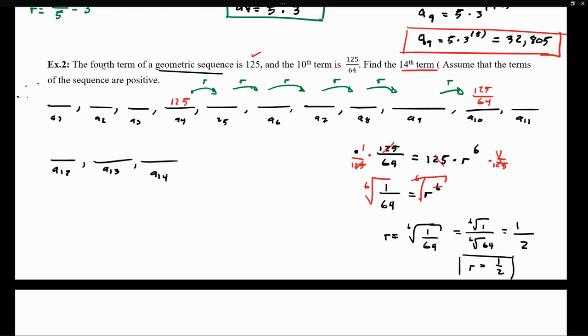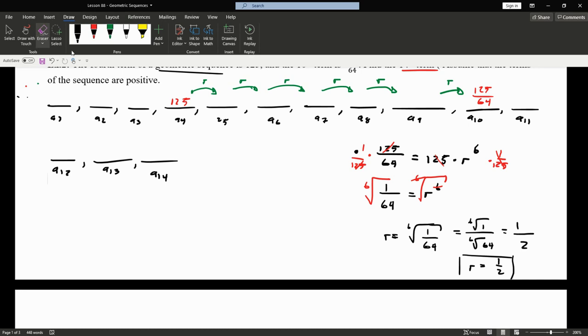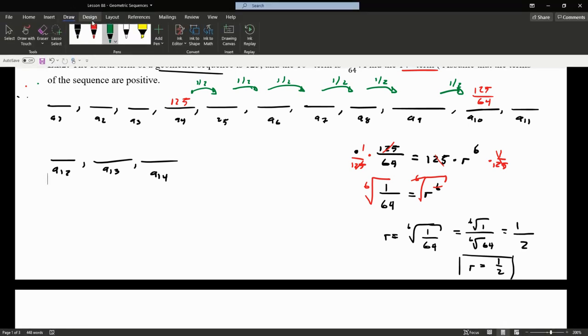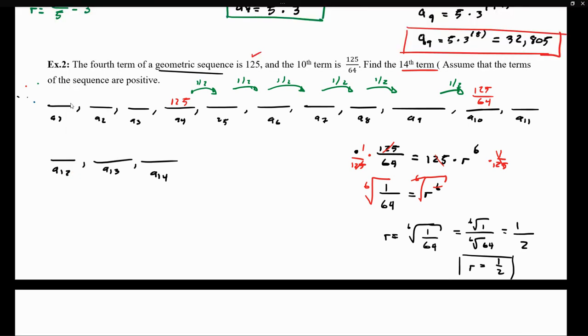And we're good, because if we want to find an explicit equation, we need the value of r, and in addition, we need the first term. So I know that if I go forward, I needed to multiply by 1/2. If I keep multiplying by 1/2, that's how I reached here. So now if I want to go backwards, instead of multiplying by 1/2, I could divide by 1/2, which is essentially just saying multiplying by 2.